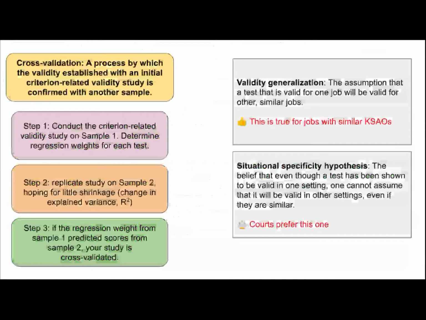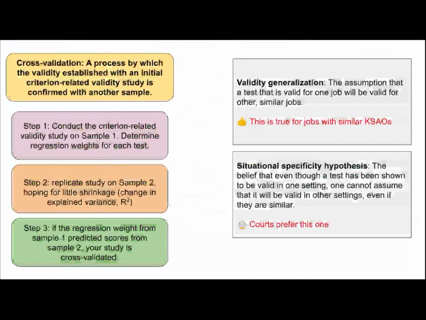The way you conduct cross-validation is to first do the criterion-related validity study on sample number 1 and determine regression weights for each test. We'll talk about regression in a little bit. It's a statistical process that basically assigns a weight to each of the different predictors that are part of the selection process. So you do your criterion-related validity study on your first sample, you run all of your numbers. Step 2 is to replicate it. Do it again on a second sample. You're hoping for little shrinkage.